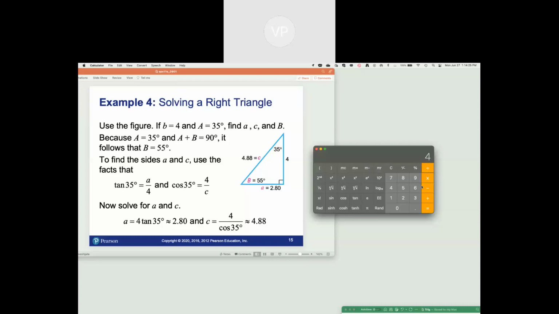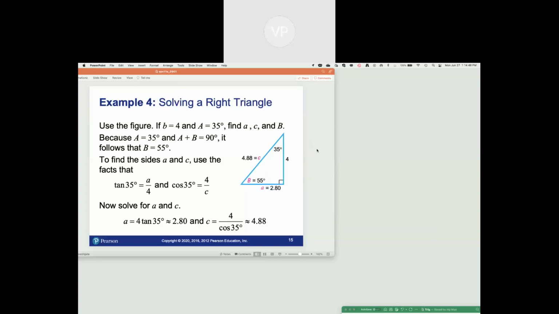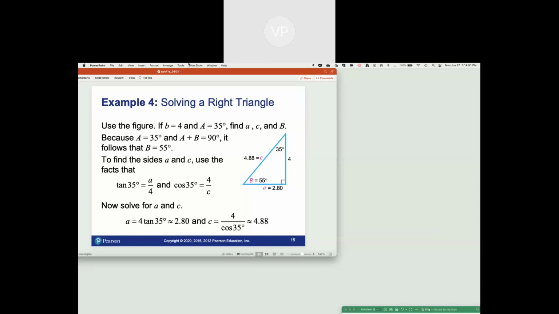So once again, it's 4 divided by this. So it's instantly showing you what the cosine of 35 is. So 4 divided by that, hit the equals. Got to hit that equals. Now be careful, because if you hit the equals again, it's going to keep doing the division and your answer is going to be wrong. So 4 divided by 35 cosine, one time equals, and that's how we get our 4.88. So in case it wasn't completely clear, I wanted you to see that.